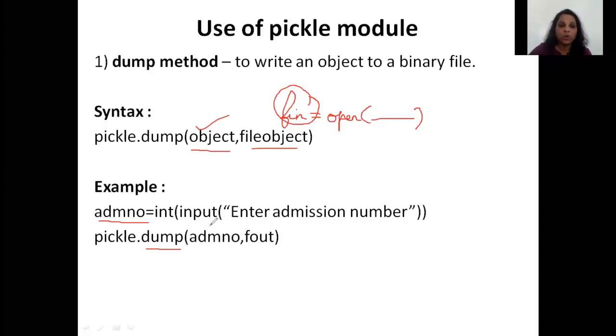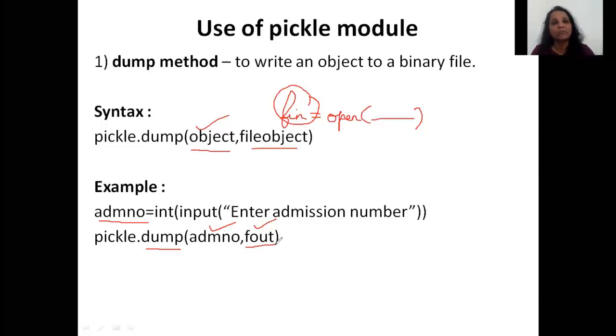Now, what do you want to dump? You want to dump the admission number. Where do you want to dump? You want to dump the admission number into the file which is connected by your file object named fout. I've not written a complete program here. Obviously, before I transfer something to the file, I would have to open the file. I will show you the complete program a little later. As of now, I'm just explaining the dump function.